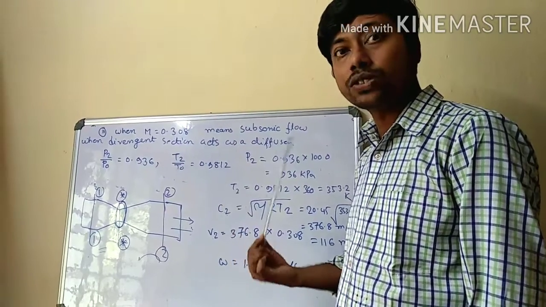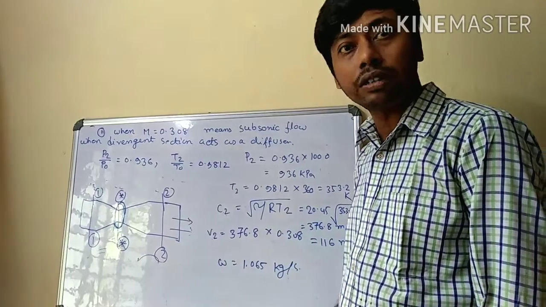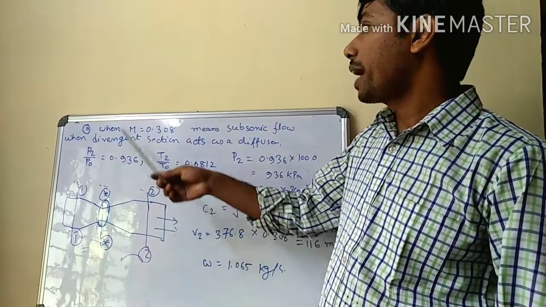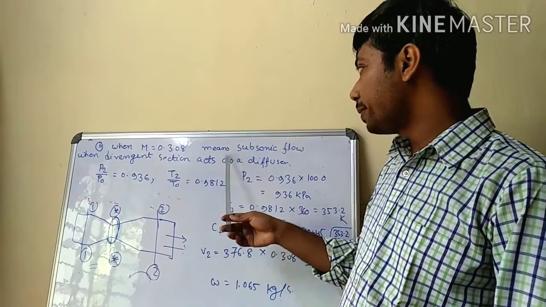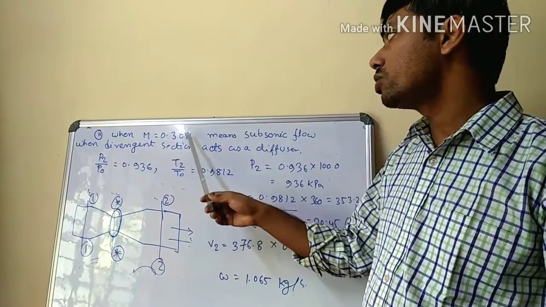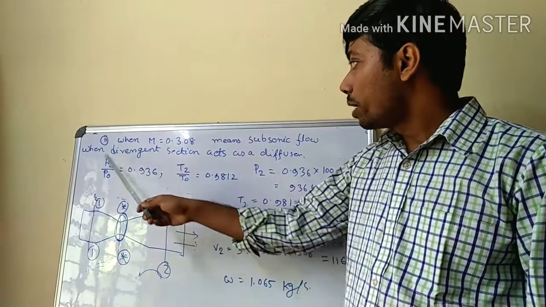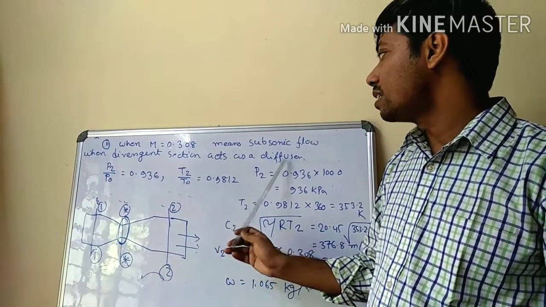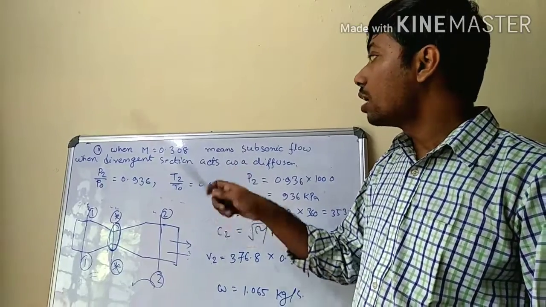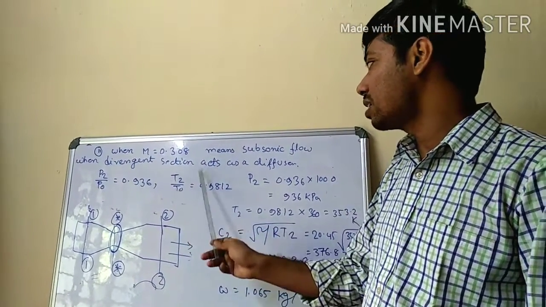At the time when it is supersonic flow, you have to calculate all these terms like pressure, temperature, velocity, which you have already calculated. Now in the second part of the numerical, when the Mach number is 0.308, that means subsonic flow, because the Mach number is less than 1. In this case the divergent section acts as a diffuser. In the previous case, the divergent section acted as a nozzle.